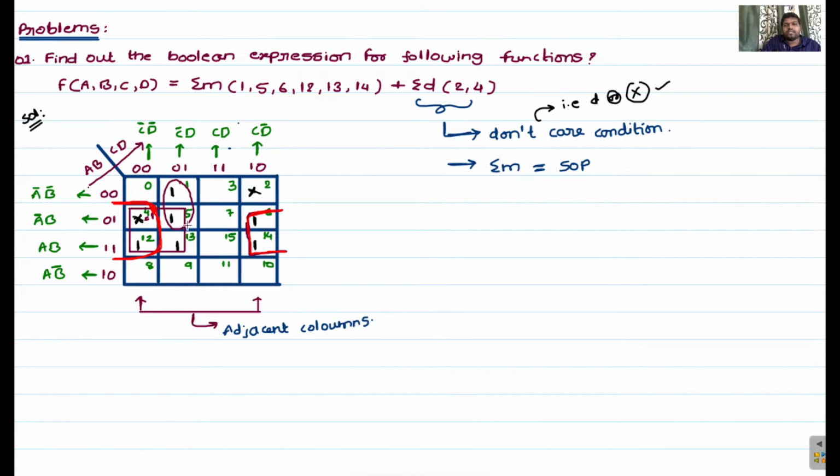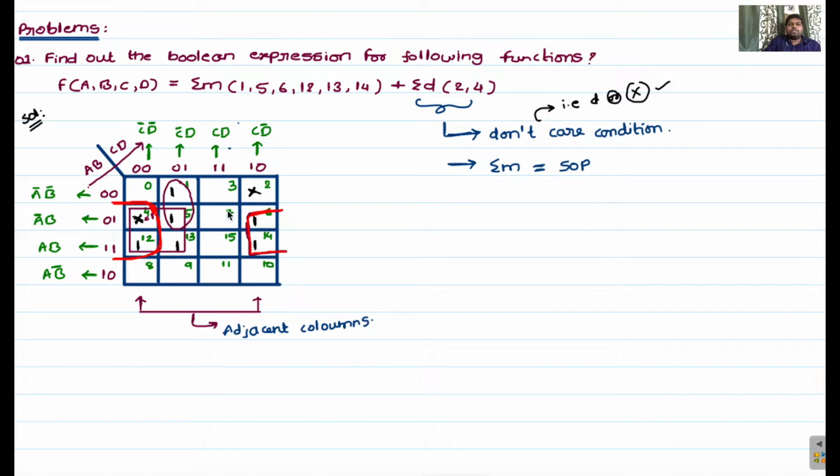Is there any other possibility? If I take this column and this column, these 2 are not adjacent columns, right? The 0 1 and 1 0 columns are not adjacent, so we cannot take these pairs, the 1, 5 pair and the 2, 6 pair.